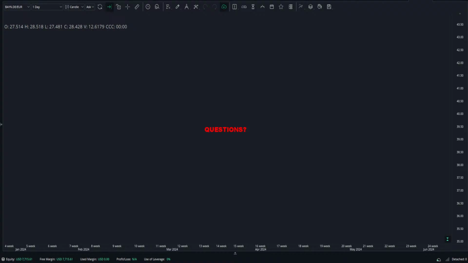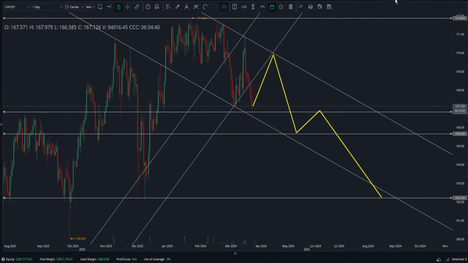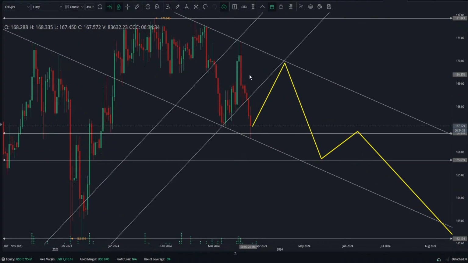Alright guys, I hope you know about the support and the resistance levels. Fibonacci sequence. Which Fibonacci sequence are we talking about, Ali? Which Fibonacci sequence? You mean here in the CHF JPY?